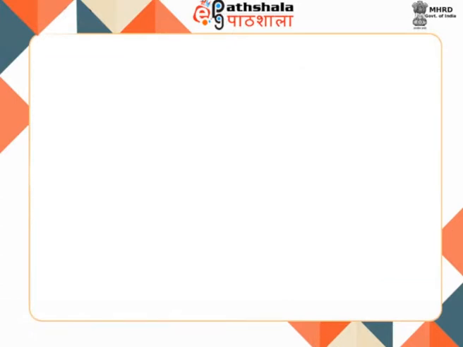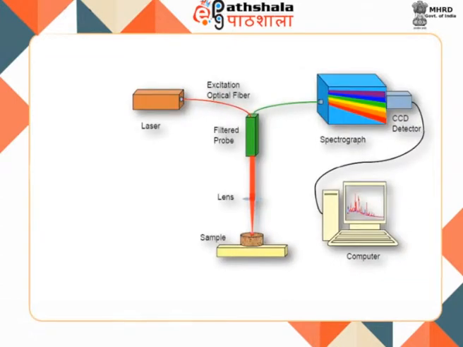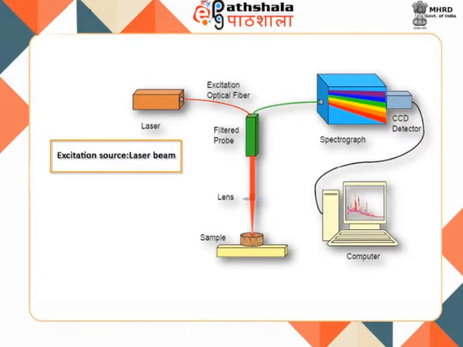Now, here comes the block diagram for Raman spectroscopy. A Raman system typically consists of four major components: an excitation source, a laser beam, sample illumination system and light collection optics, wavelength selector, and a detector. The block diagram is as given in the figure.